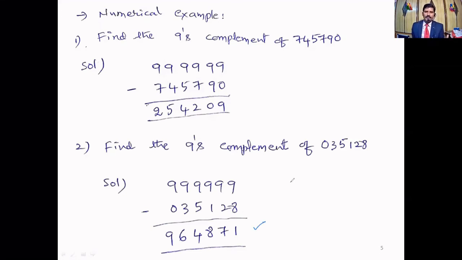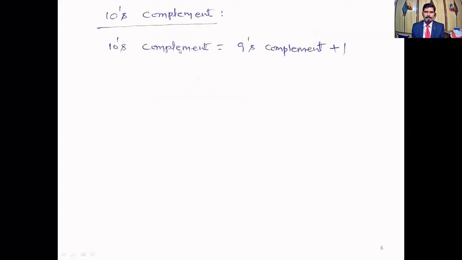Then how can we find the 10's complement of a given decimal number? Find the 9's complement and add 1. That's all. 10's complement is the 9's complement plus 1. That's all.